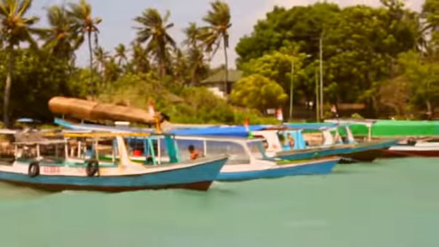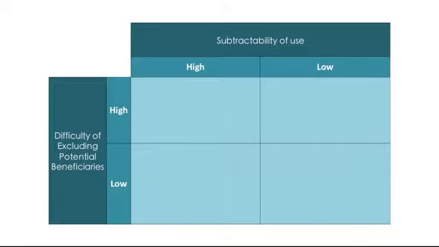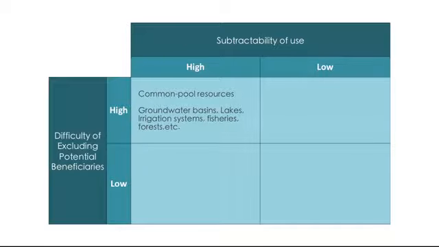Based on subtractability of use, there are four types of goods. The first type, we call it common pool resources: high subtractability of use and high difficulty of excluding potential beneficiaries. The second one, we call it private goods: high subtractability of use, but low difficulty of excluding potential beneficiaries.